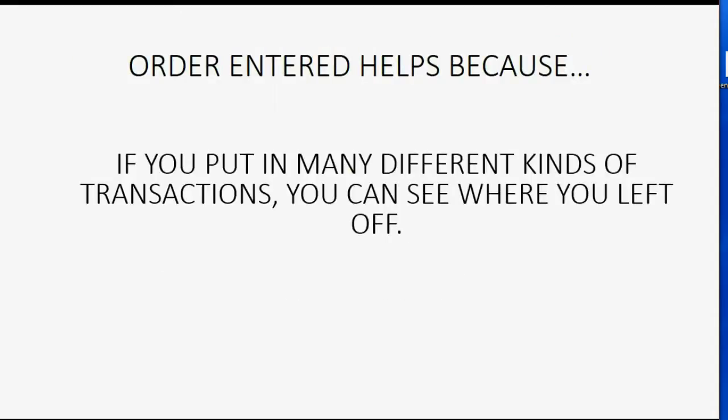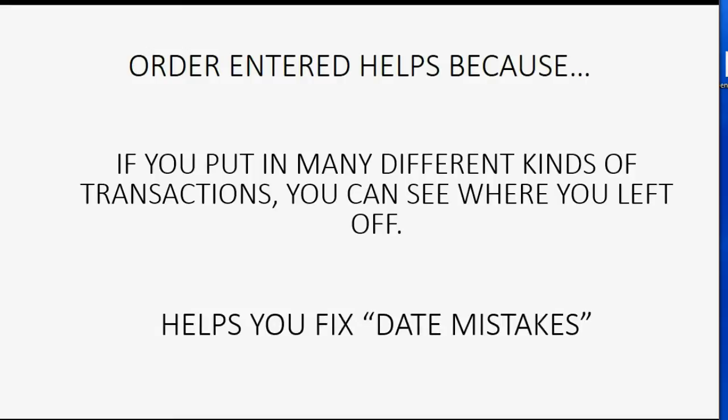Order entered helps because, first of all, if you put in many different kinds of transactions, you can see where you left off. Most reports only show one or two different types of transactions, and if you're putting in many, you don't know where you left off. But the journal will help you. If you open it up and go to the bottom, you will see the most recently entered transactions. It can also help you fix date mistakes because it will show the order entered regardless.